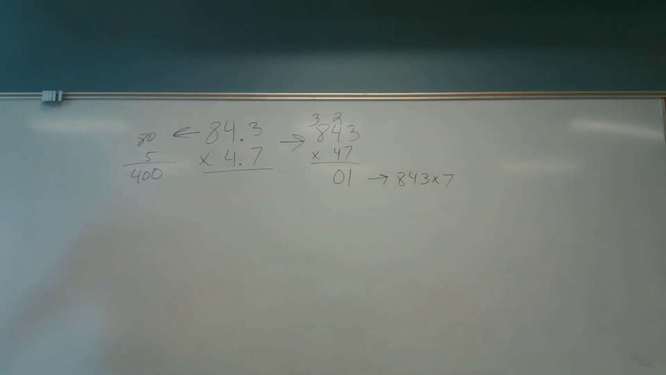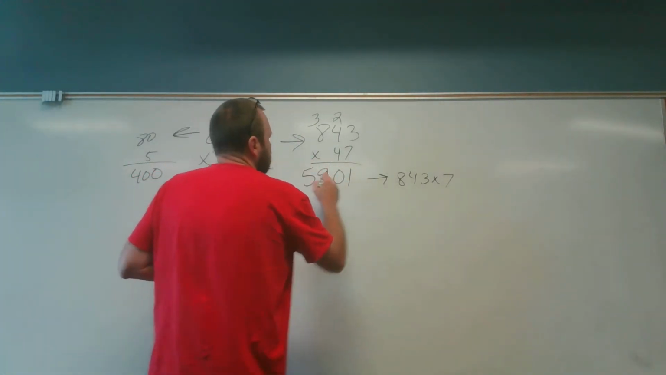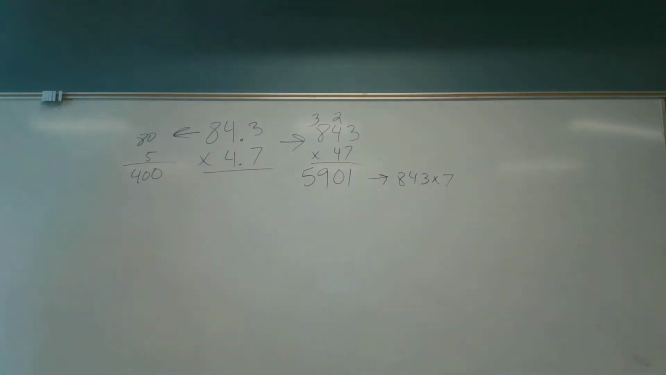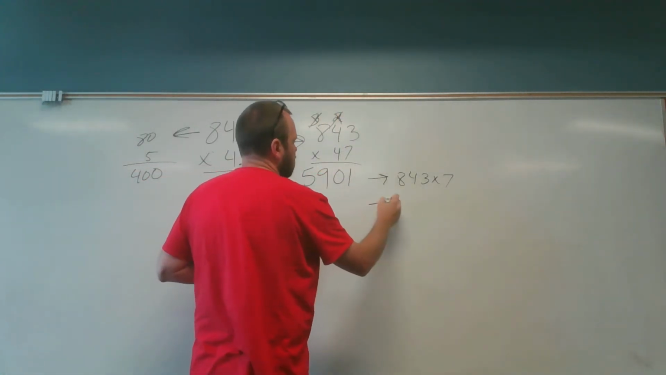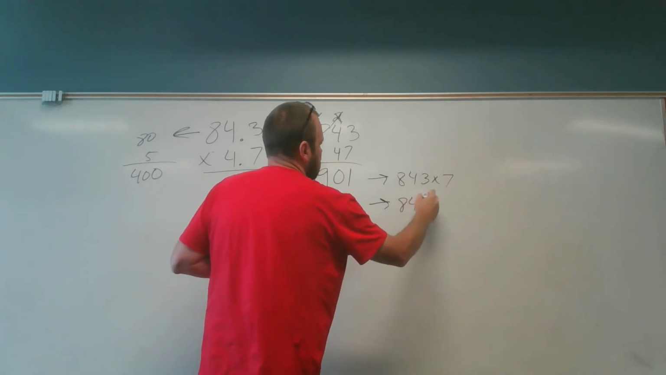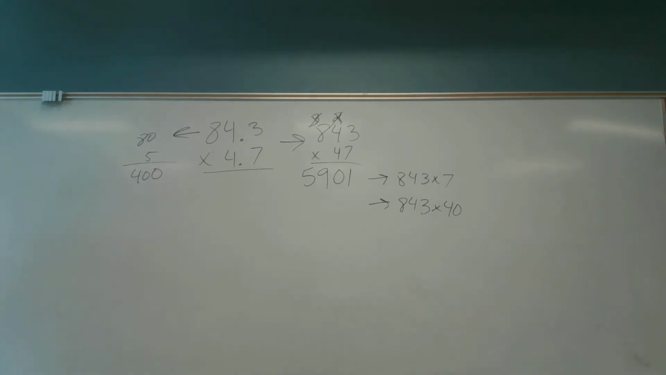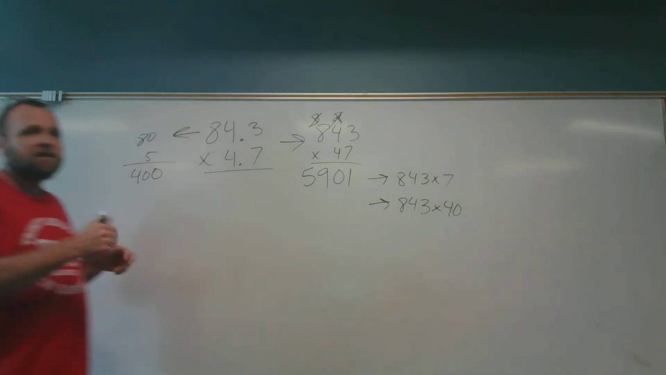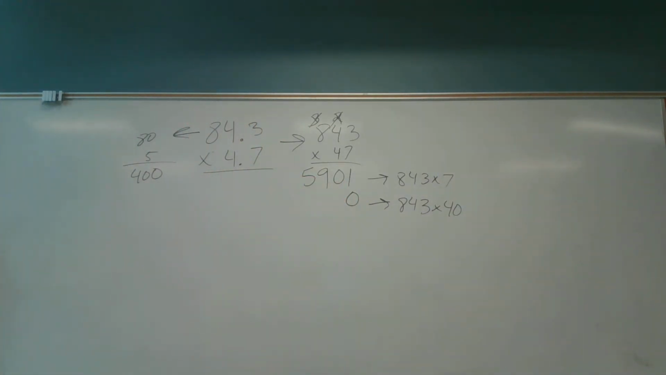And one more. Cade, what is 7 times 8? 56. Plus 3? 59. So 843 times 7 is 5,901. Now we're moving to the tens place. So I have 843 times 40, because I have 4 tens, and the value of 4 tens is 40. And since I'm moving to the tens place, my first product has to be in the tens place.